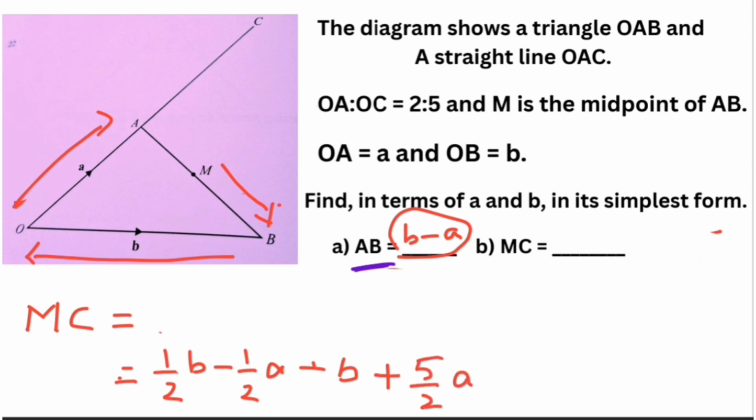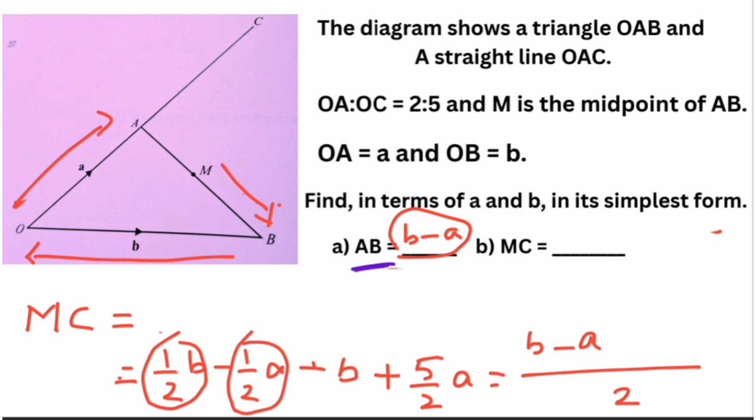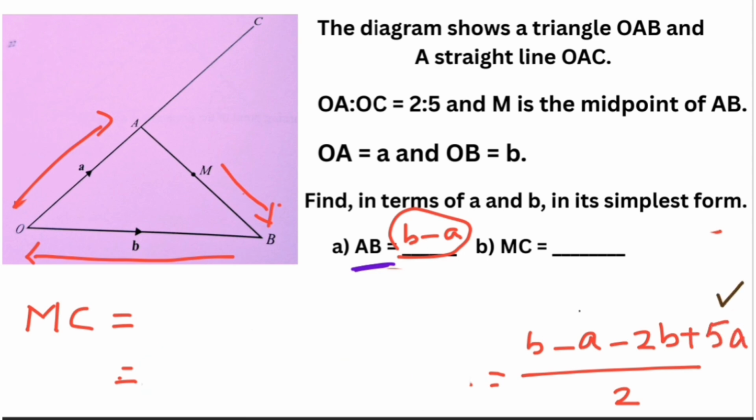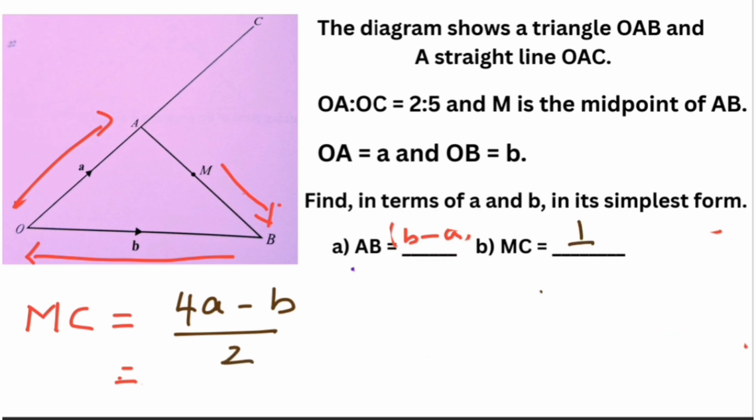Just simplify this. Take the LCM, which is 2. Then the first term is going to be only B, the second term is minus A, the third term is going to be minus 2B, and the fifth term is going to be 5A. 5A minus A gives 4A, and B minus 2B gives minus B, divided by 2. This is the MC value, which is half of 4A minus B. That's it. Let's go to the next one.